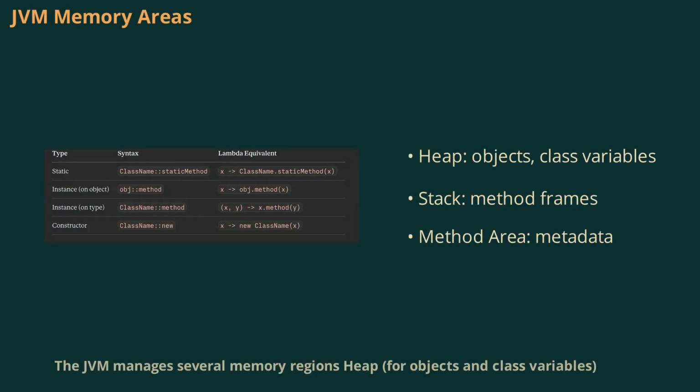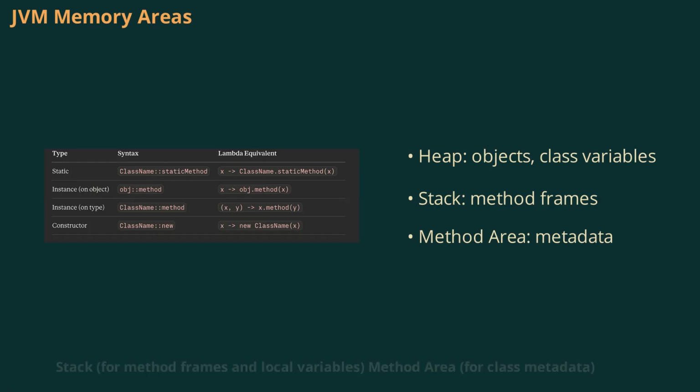The JVM manages several memory regions: heap for objects and class variables, stack for method frames and local variables, method area for class metadata, PC register for current instruction, and native method stack for native calls. Understanding these areas is crucial for optimizing performance and troubleshooting memory issues.